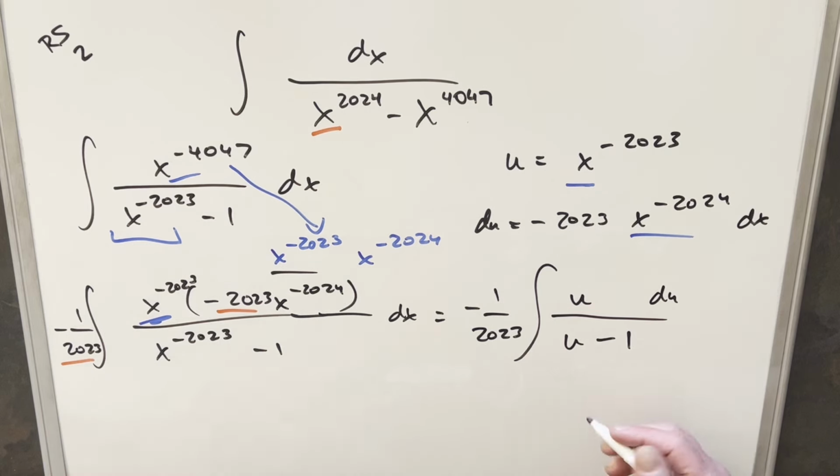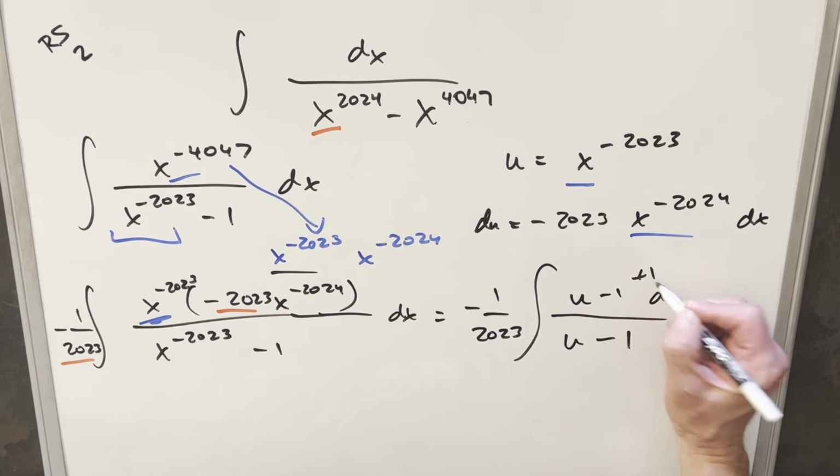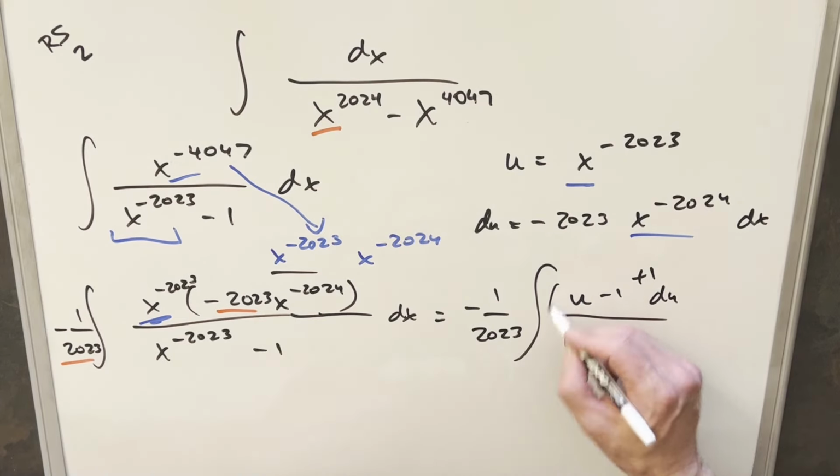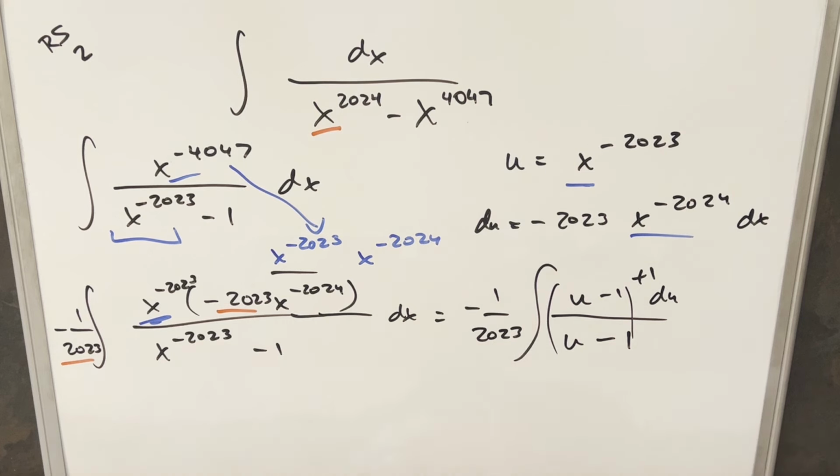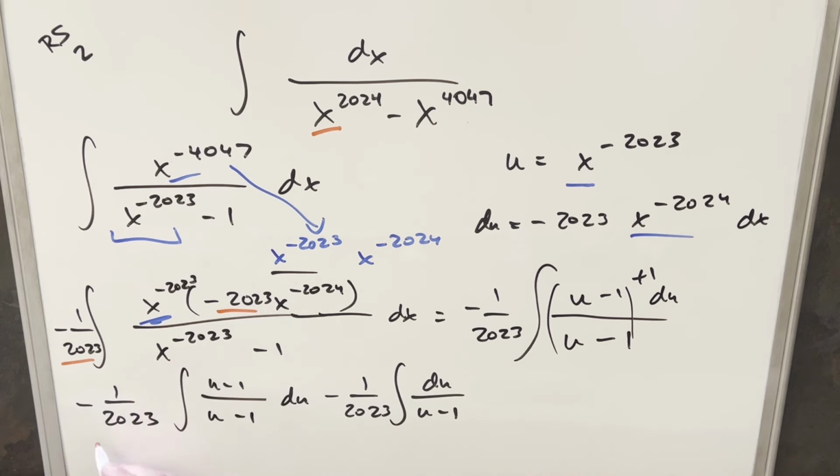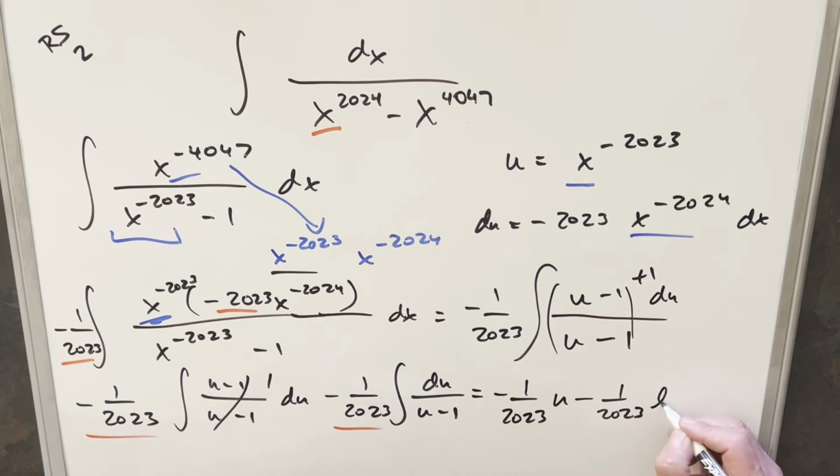But then this here is going to be a pretty easy integral. If I subtract 1, now I've created an integral that's 1. I don't want to change it, so we'll add 1. Then we can split this into 2 integrals. Okay, so now that we have it broken up, I distributed in the minus 1 over 2023 to each term. And again, when we do it this way, this is just going to become a 1. So we'll go ahead and integrate. First, we're going to have minus 1 over 2023. The integral of 1 is just u. And then here we have minus 1 over 2023, and this is actually just going to be natural log absolute value u minus 1.